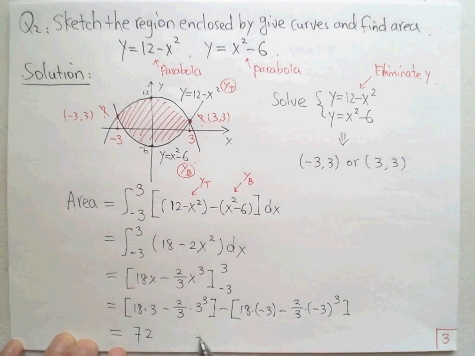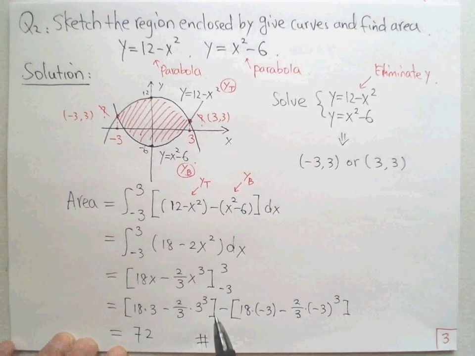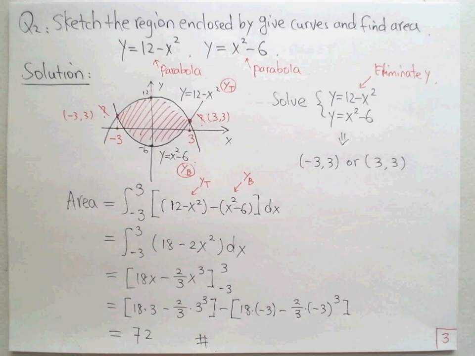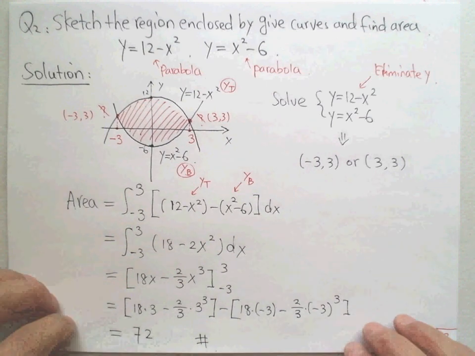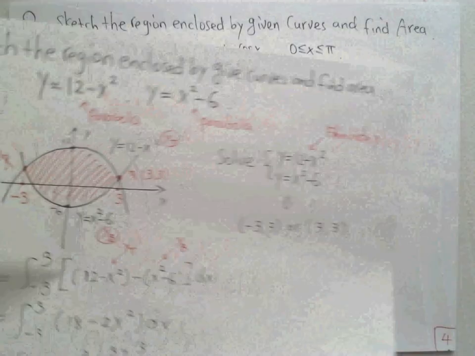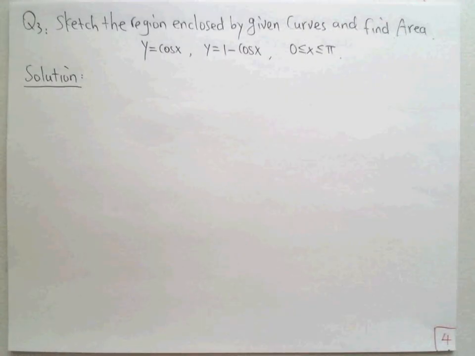So what I get is the final is 72. Okay, so this is the result. It means this area is 72 units. Okay, and one more. So look at these questions.